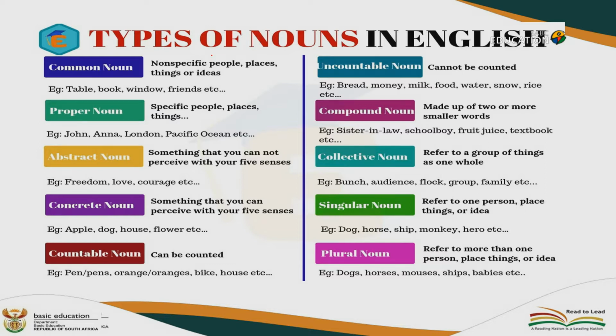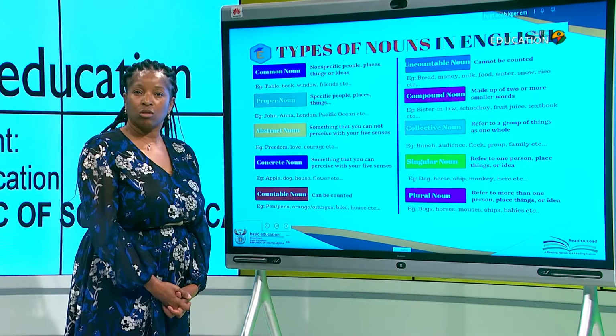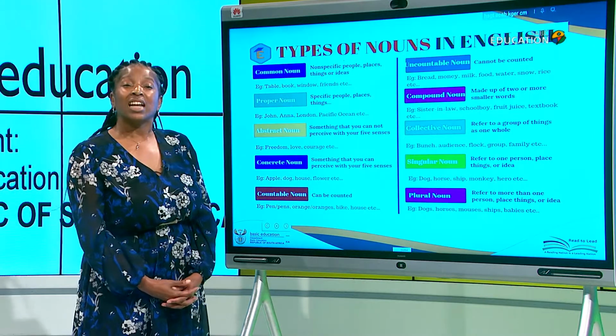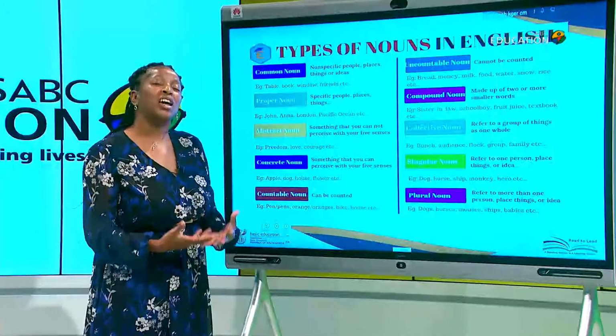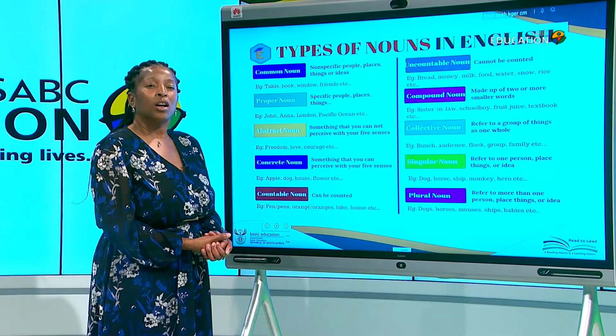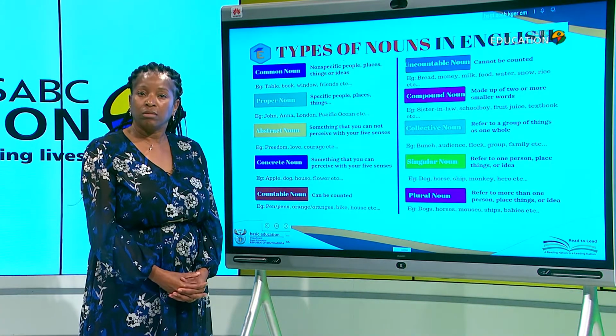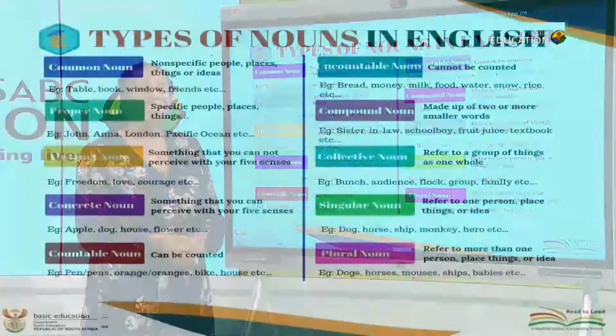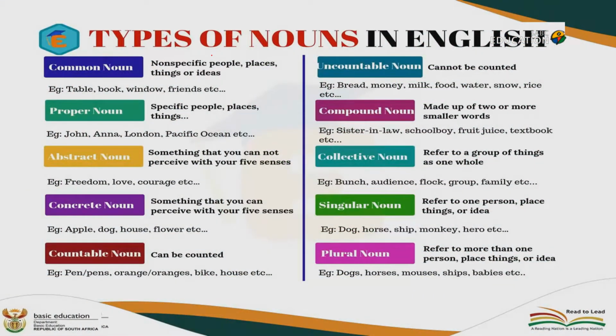These are common nouns. We also have what we call abstract nouns. Abstract nouns are those nouns that we cannot perceive with our five senses. Nouns such as love, nouns such as courage, freedom, joy, fiction. These are our abstract nouns. We cannot see them, we cannot touch them, we cannot measure them.